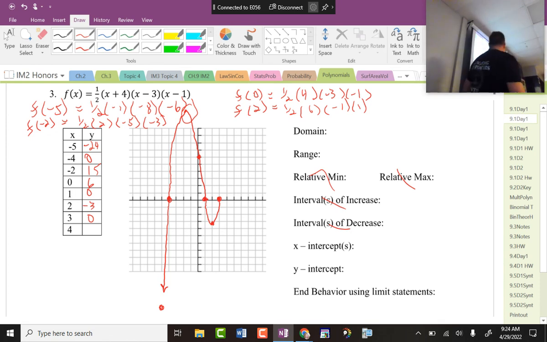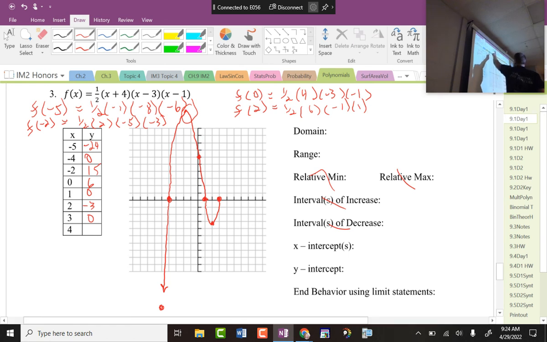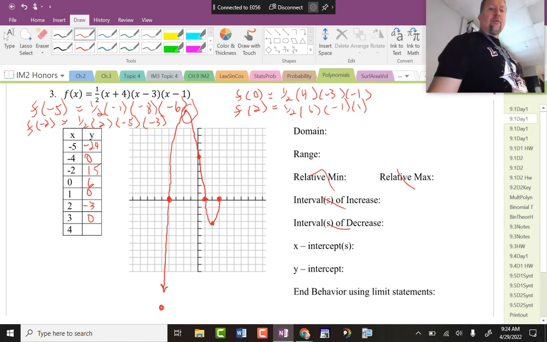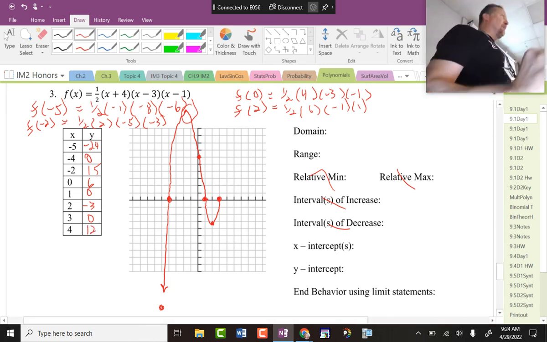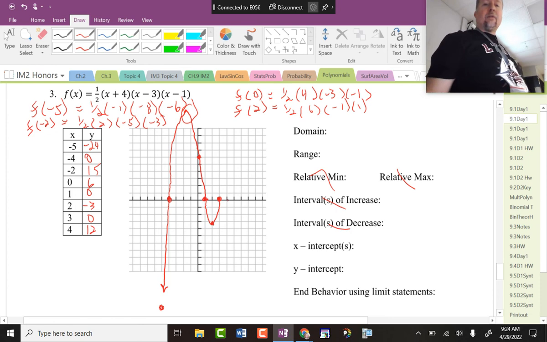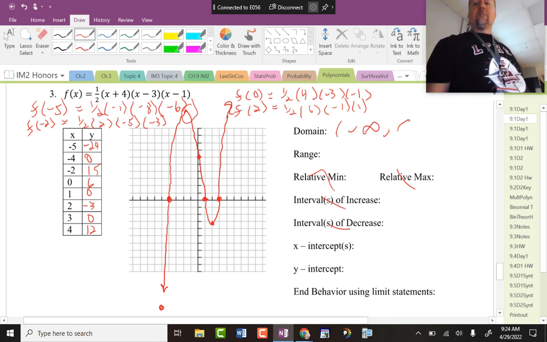And then f of 4, I'm not writing it. 4 plus 4 is 8. 4 minus 3 is 1. 4 minus 1 is 3. So 3 times 8, 24. Half of that is 12. Okay, so I don't have to always write them out. I don't expect you maybe to write them out, but whatever you got to do. And that's just a little bit off the screen. So there you go. Domain, range. Last one of the day.